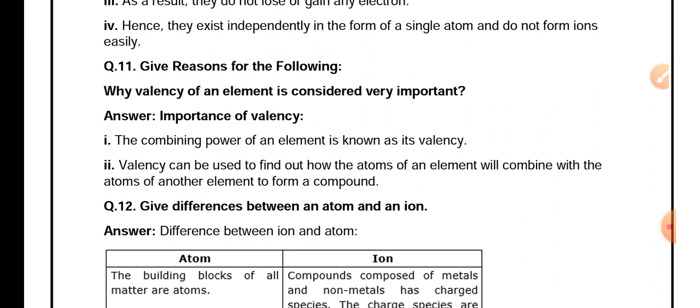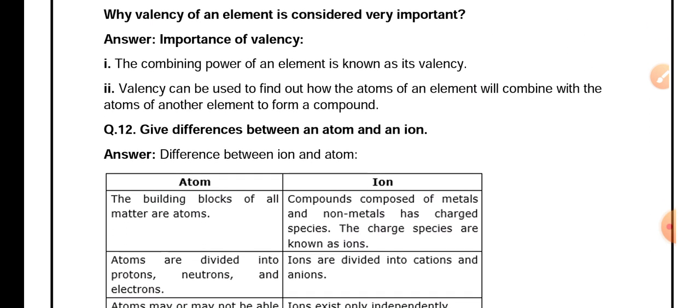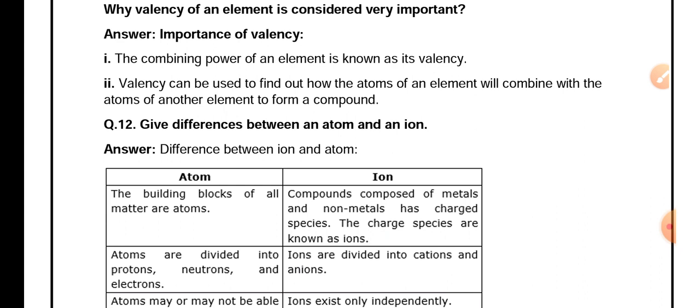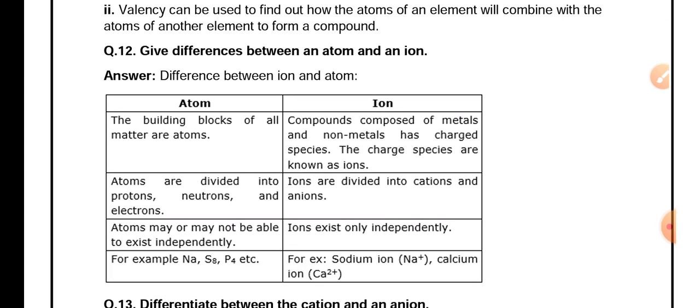Valency can be used to find out how the atom of an element will combine with the atom of another element to form a compound. Give a difference between atom and an ion. Differences between the atom and ion are here.